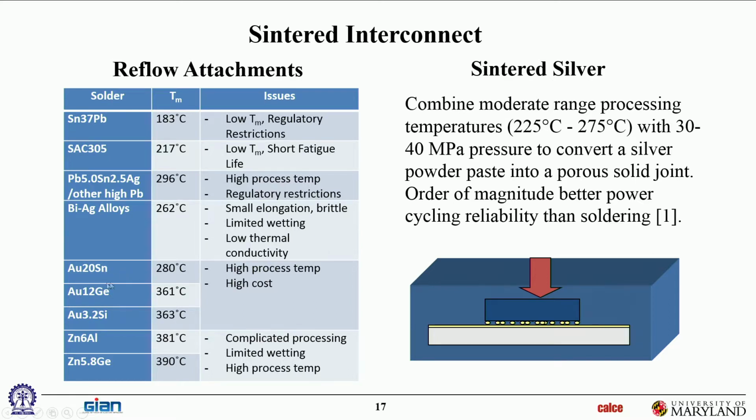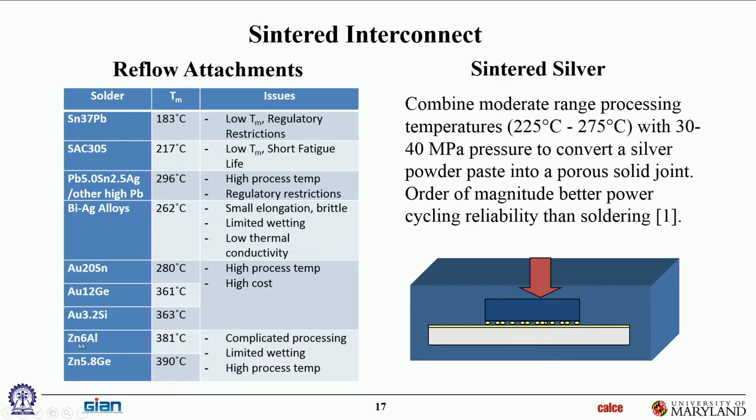Gold tin, gold germanium. These are used as die attach materials extensively because you want high temperature materials for die attach. Think of the temperature hierarchy. You want high temperature materials for die attach. So in some applications, these are used for die attach materials.